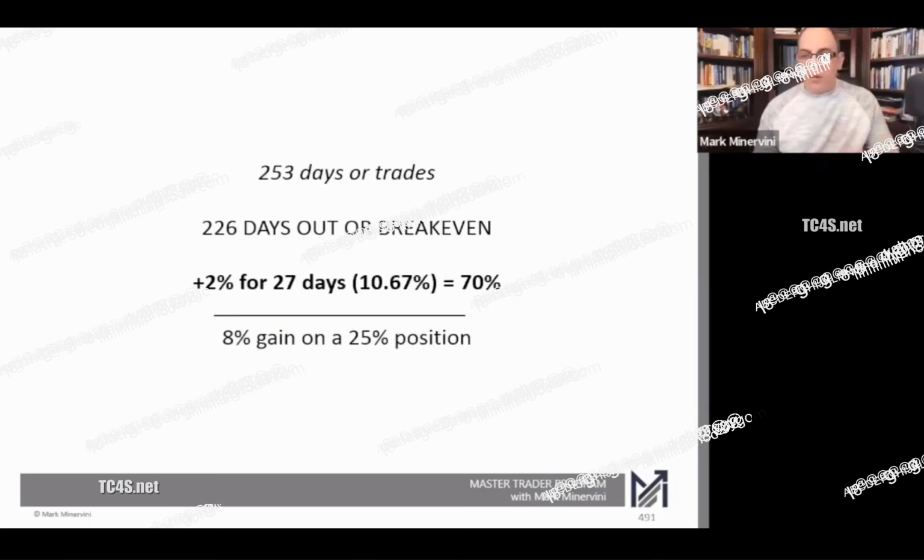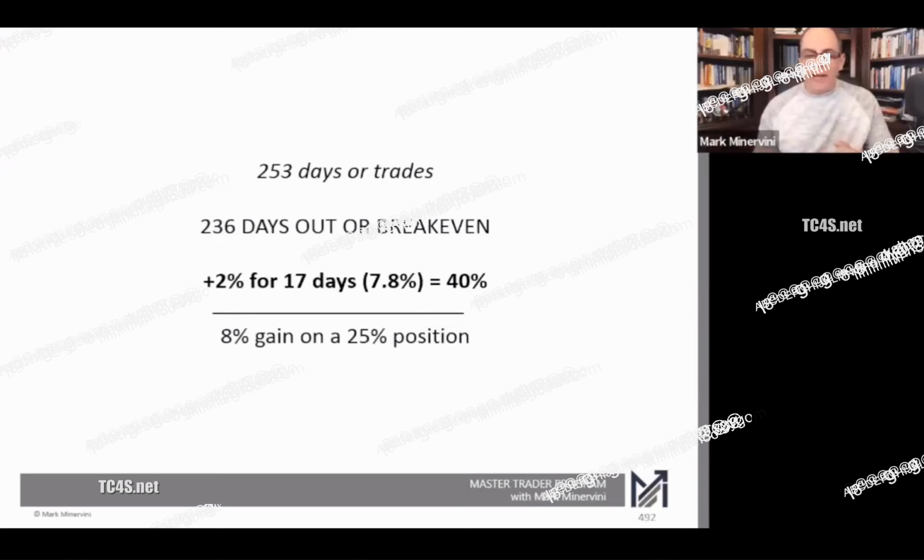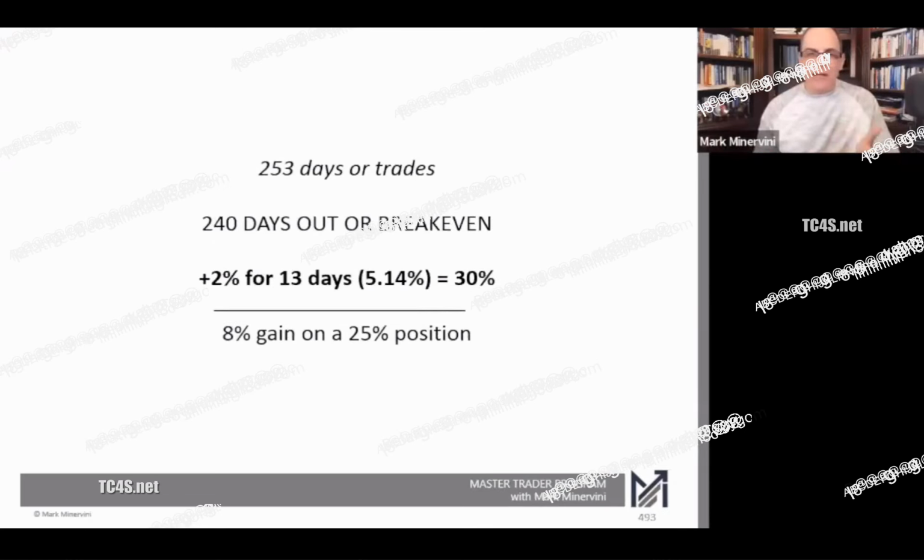So let's go down to the numbers and break it down to what I call breaking it down to the ridiculous. We take it down to 10% of the time. What if we could only find 27 stocks that did that? We'd make 70%. What if we could only find 17 stocks that did that? We'd make 40%. And even if we only found 13 stocks and traded 13 days, that's 5% of the trades, or 5% of the days.